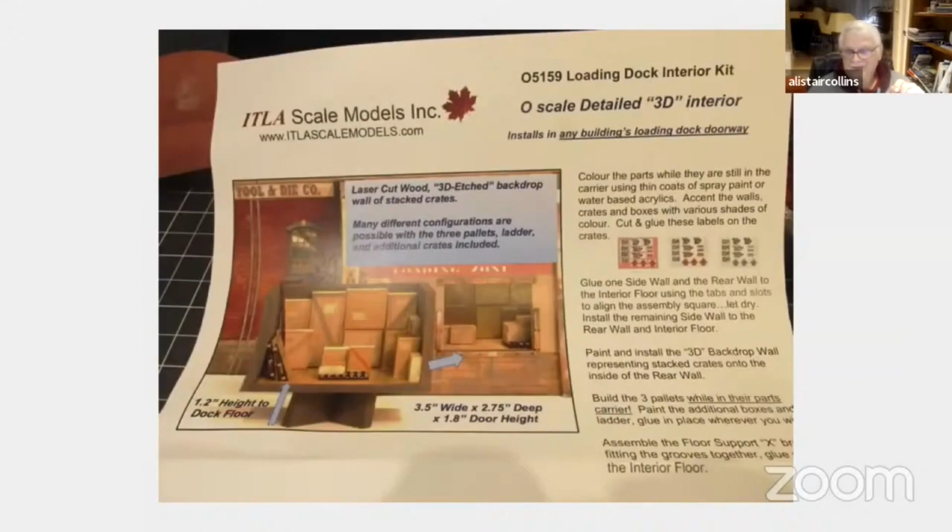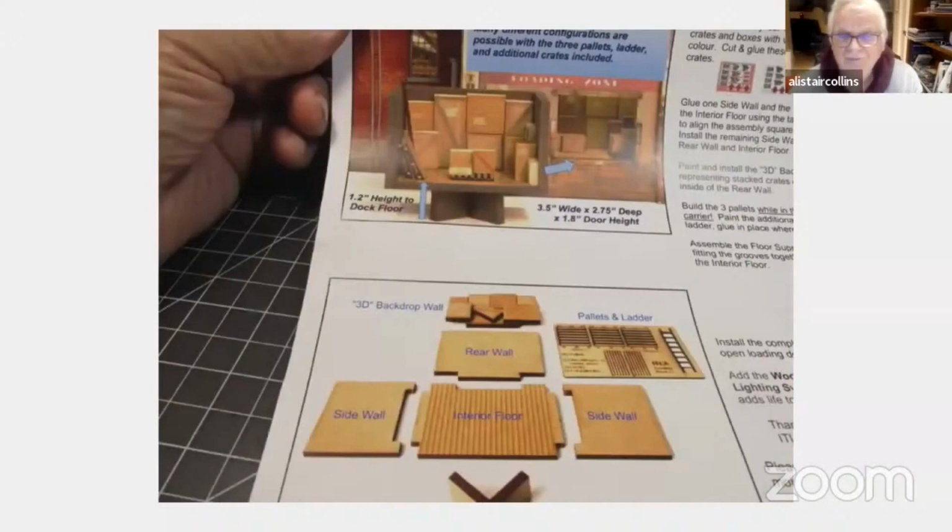Nick, he's been on here before. Nick Massney, he makes this really neat little insert for his buildings. He makes them in HO and O scale. He says they're 3D interiors. Well, I call them 2.5D interiors because the crates are only basically the front wall of the crate with a little bit of a relief on it.